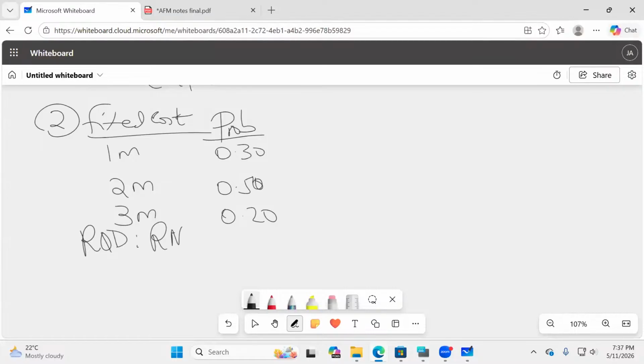Give us random number ranges. Try. Even if you don't get it right, so what? Just try.